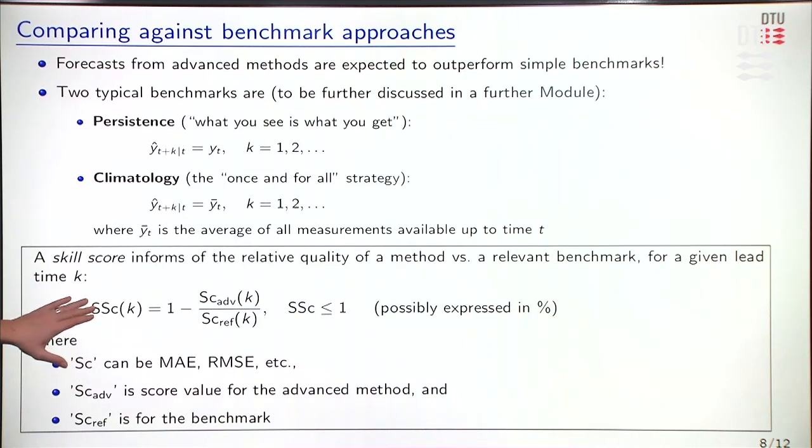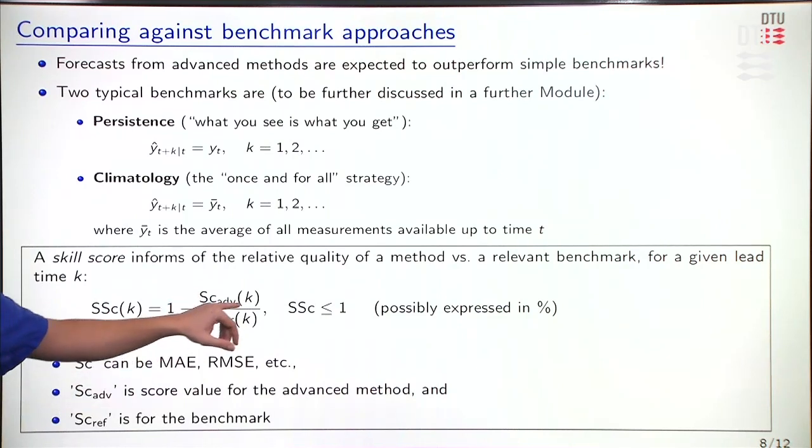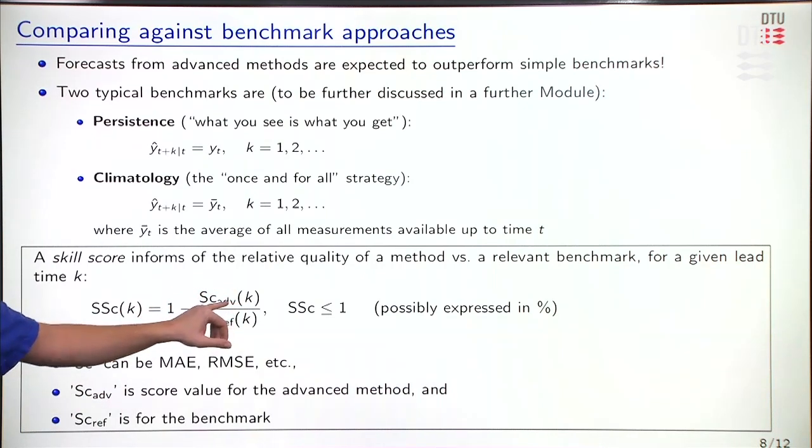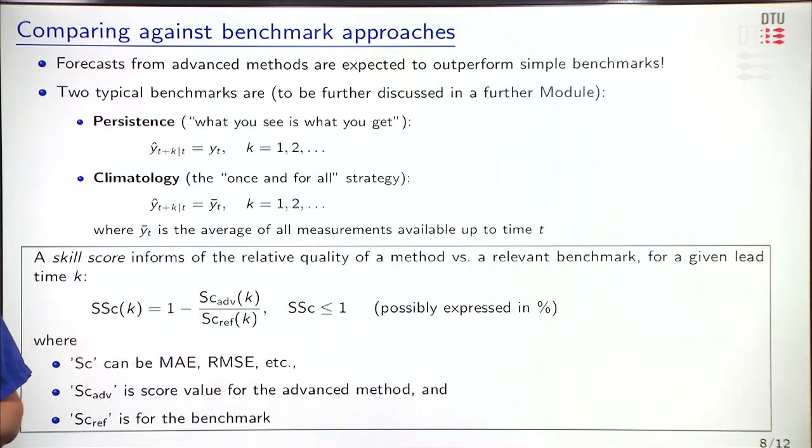In this expression, SC, the score, could be the mean absolute error, could be the root mean square error, it could be something else. You should think of the fact that a skill score of 1 means that you have a perfect forecast, since that would mean that the score of your advanced approach is 0. And obviously this can degrade and be below 0 if the score of your advanced approach is actually worse than the score of your reference or benchmark approach.